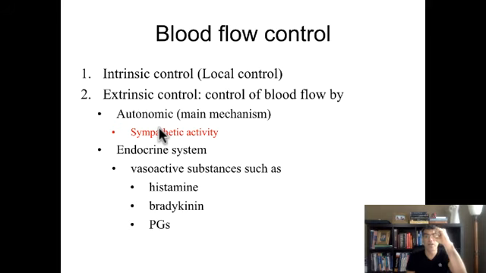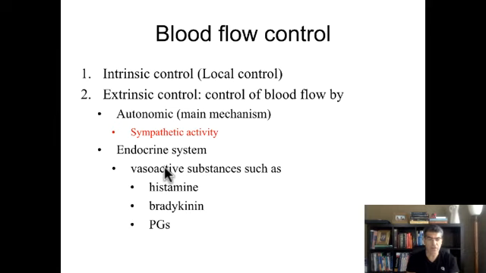My artery that goes to the skin will be closed off. As a result, blood is going to get shifted to the other organs. So sympathetic activity would be a main extrinsic control. Endocrine system: we can release some chemicals called vasoactive substances, and those chemicals can close or open vessels. So by releasing some chemicals, my body can control blood flow in different organs.